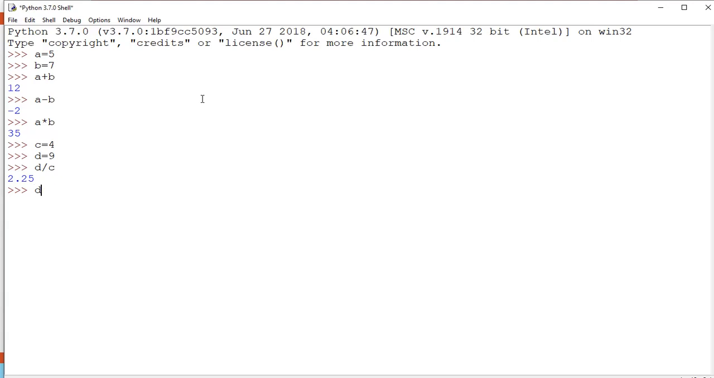Now if we write d double slash c, and press enter, the output is going to be 2. Why? Because this double slash is the floor division operator. Floor division means it will divide the values first, and it will remove the fractional part, whatever is left in that equation. So it has divided d by c. The result was 2.25, so it has removed the 0.25 from the answer and provided you the result as 2.